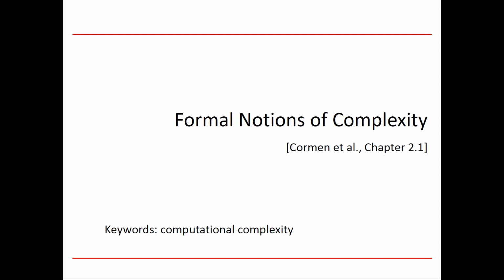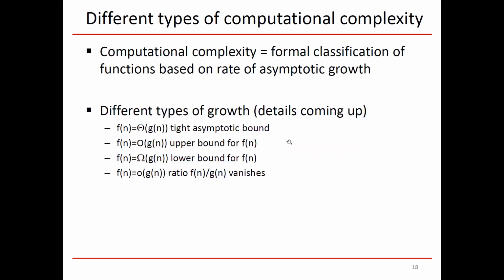So complexity earlier was a word for information complexity. How many bits, how much information, how much probabilistic uncertainty does the data have? And now complexity has the notion of the rate of growth of size. So we have different types of computational complexity, and it's a formal classification of functions based on the rate of asymptotic growth. And the details will be coming up, but let me give you a preview.